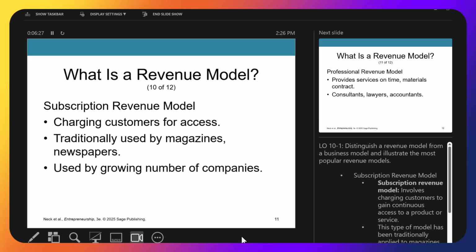Subscription revenue model, charging customers for access, traditionally used by magazines and newspapers, and now used by growing numbers of companies. One of the ways I look at this is streaming services, charging customers for access to their streaming service. That's one of the easiest ways to look at it. This is something that's popped up now and it's very big.